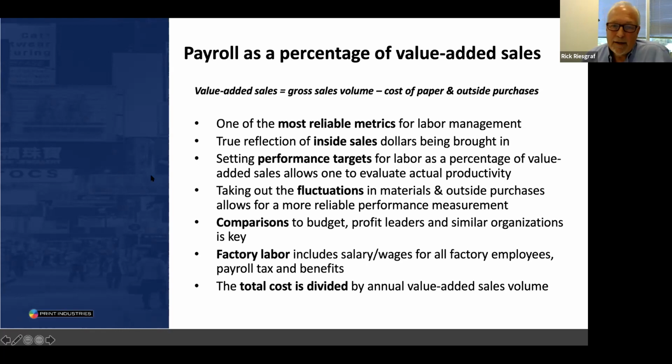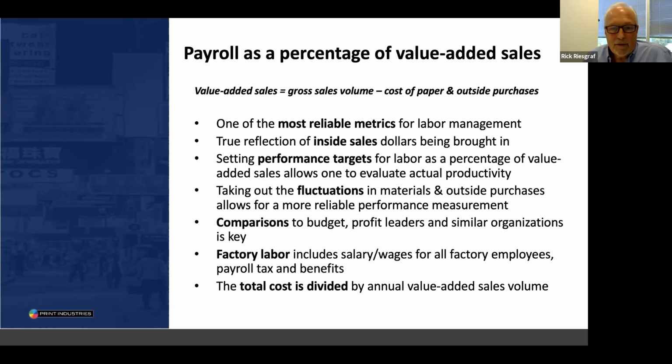But the value-added sales, for those that might not be familiar with it, is you take your gross sales less your cost of paper and outside materials, and we call the net result value-added sales. Those are the sales you're bringing in the door to pay the light bill, to pay your employees, to pay yourselves, pay your advertising costs, that type of thing. The cost of paper and outside purchases are really just trading dollars with an outside vendor. And so, not just with labor, but a lot of other costs too, we try to look at the relationships of your costs and your expenses to the value-added sales dollar.